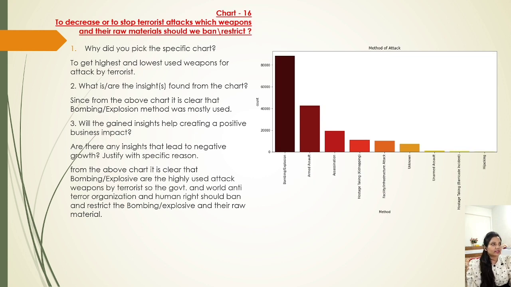In chart number 16, we studied which weapons and raw materials should be banned or restricted to decrease or stop terrorist attacks. Here we chose a bar graph to find the highest and lowest used weapons by the terrorists. From the chart we can clearly say that bombing and explosive methods were mostly used. So we can say that bombing and explosives should be banned, and the raw material also should be banned, to decrease the rate of attacks and make safe cities and a safe world.